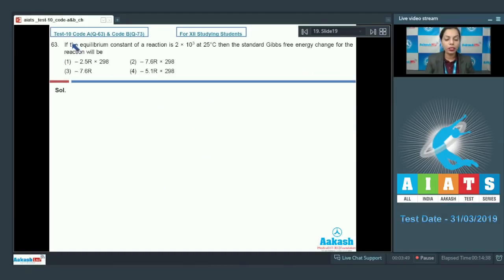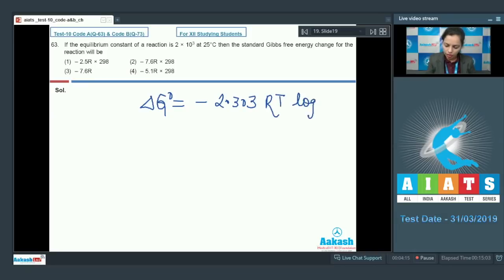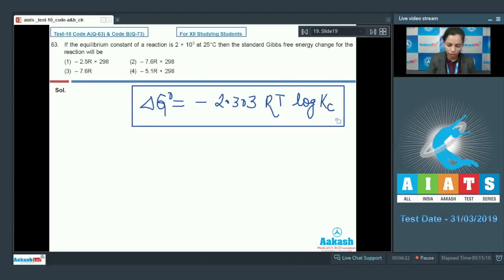After that, 63. If the equilibrium constant for a reaction is 2 into 10 raised to the power 3 at 25 degrees Celsius, then the standard Gibbs free energy change for the reaction is, we know that delta G is equal to minus 2.303 RT log Kc. This is the expression for the Gibbs free energy change and the equilibrium constant.